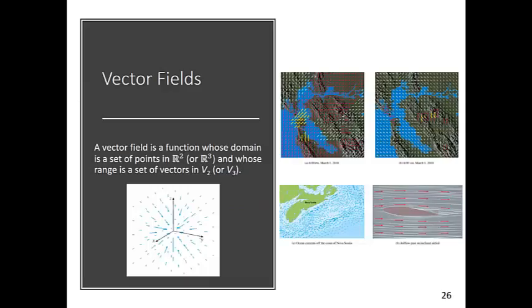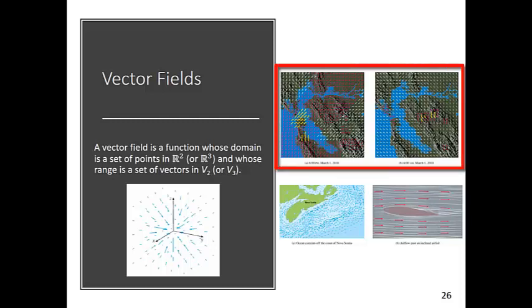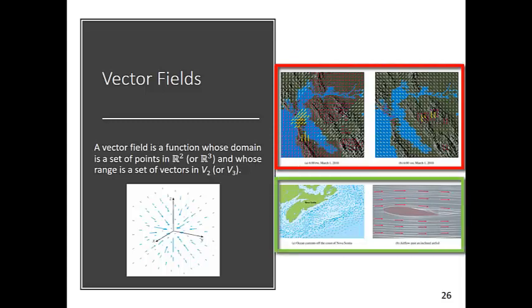As a quick reminder, a vector field is just a function whose domain is a set of points in either R2 or R3 and whose range is a set of 2 or 3 dimensional vectors. So when we talk about vector fields, the picture to have in mind is just a bunch of vectors, a bunch of arrows. Conceptually, we can think of these as representing wind patterns in an area, or ocean currents, or some other type of gravitational force that's at play here.